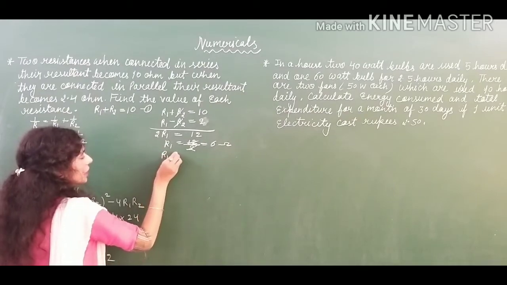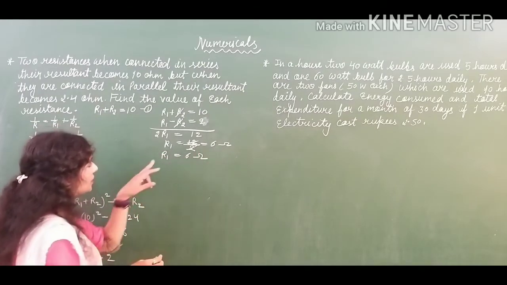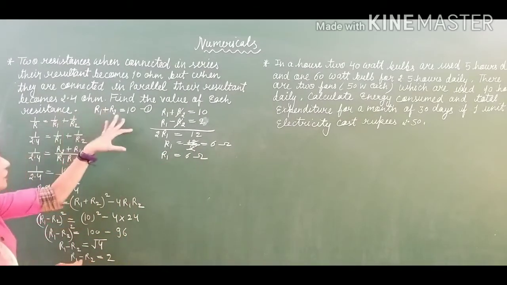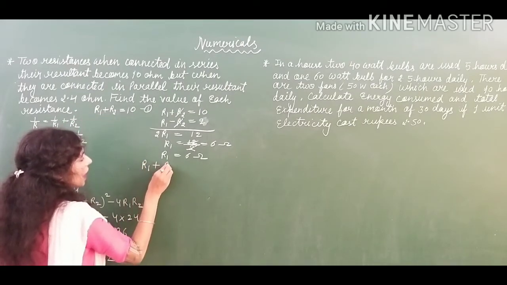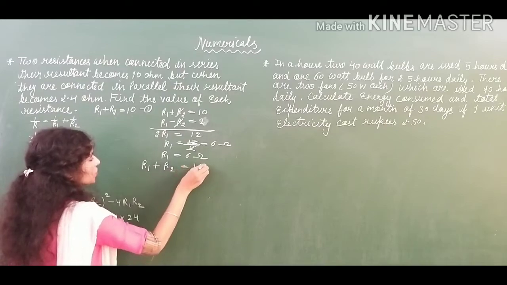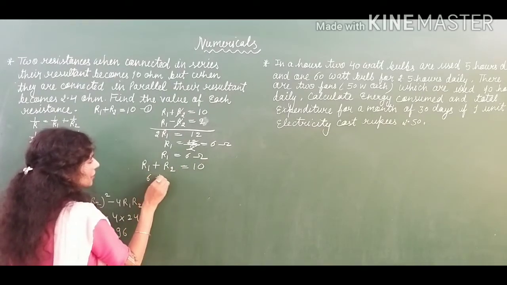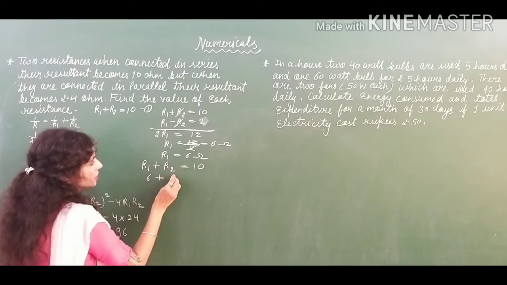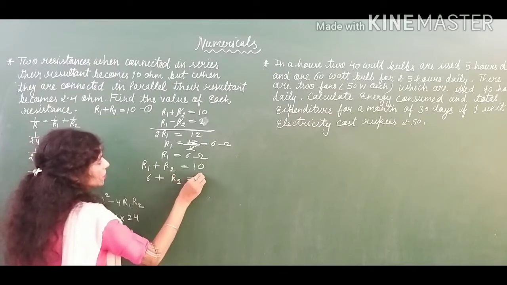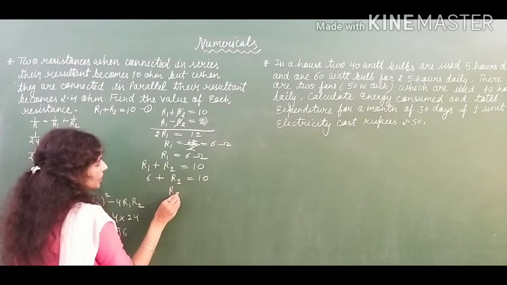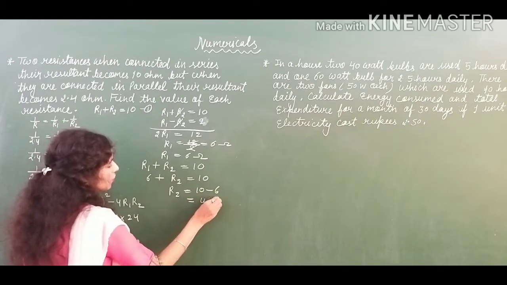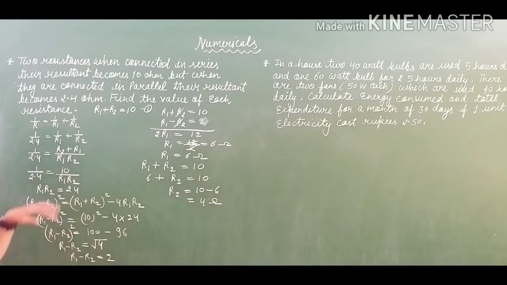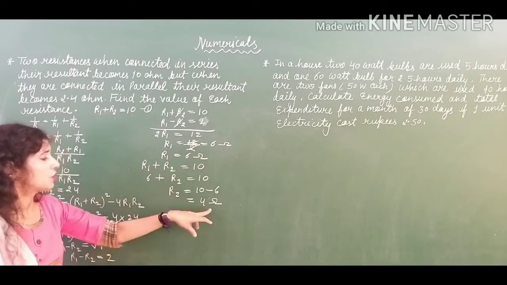So R1 we have got 6 ohm, and we put the value of R1 in any one of these equations. So we are putting it in the first equation. R1 plus R2 equals 10, and in place of R1 put 6, and R2 we have to find out. So R2 equals 10 minus 6. So what we have got is 4 ohm. So R1 is 6 ohm and R2 is 4 ohm.